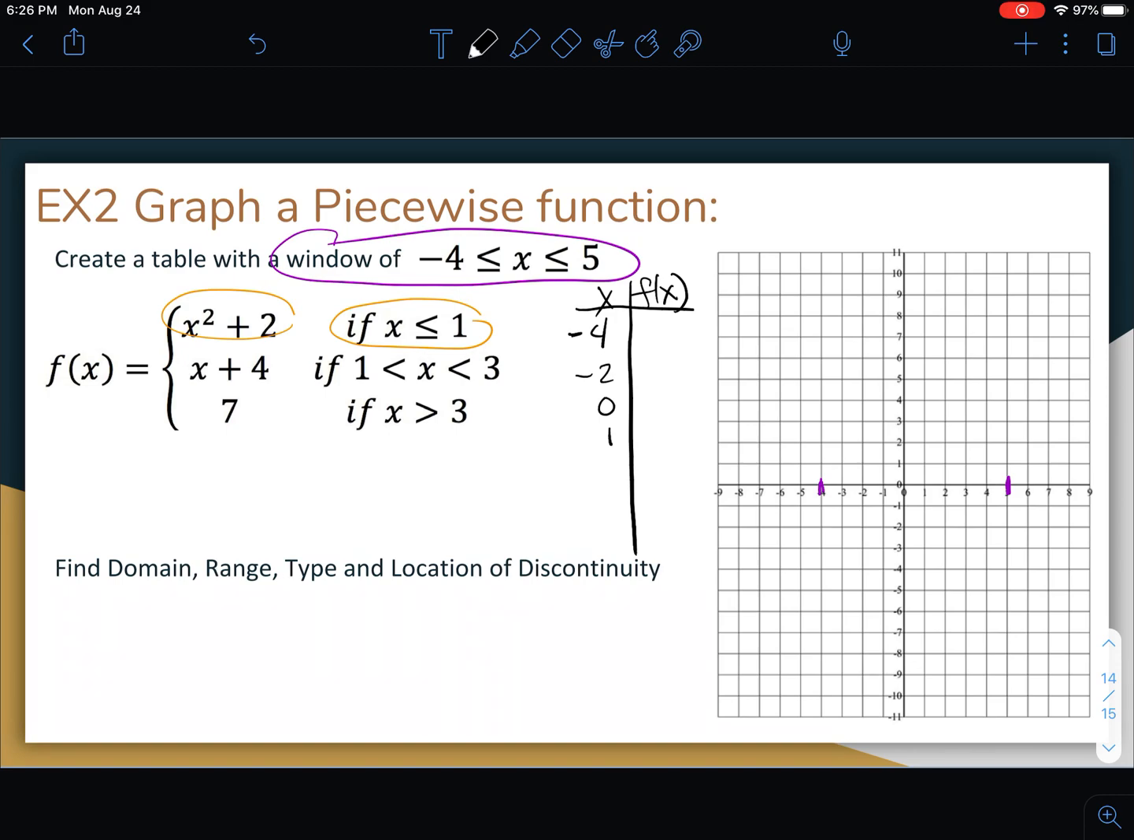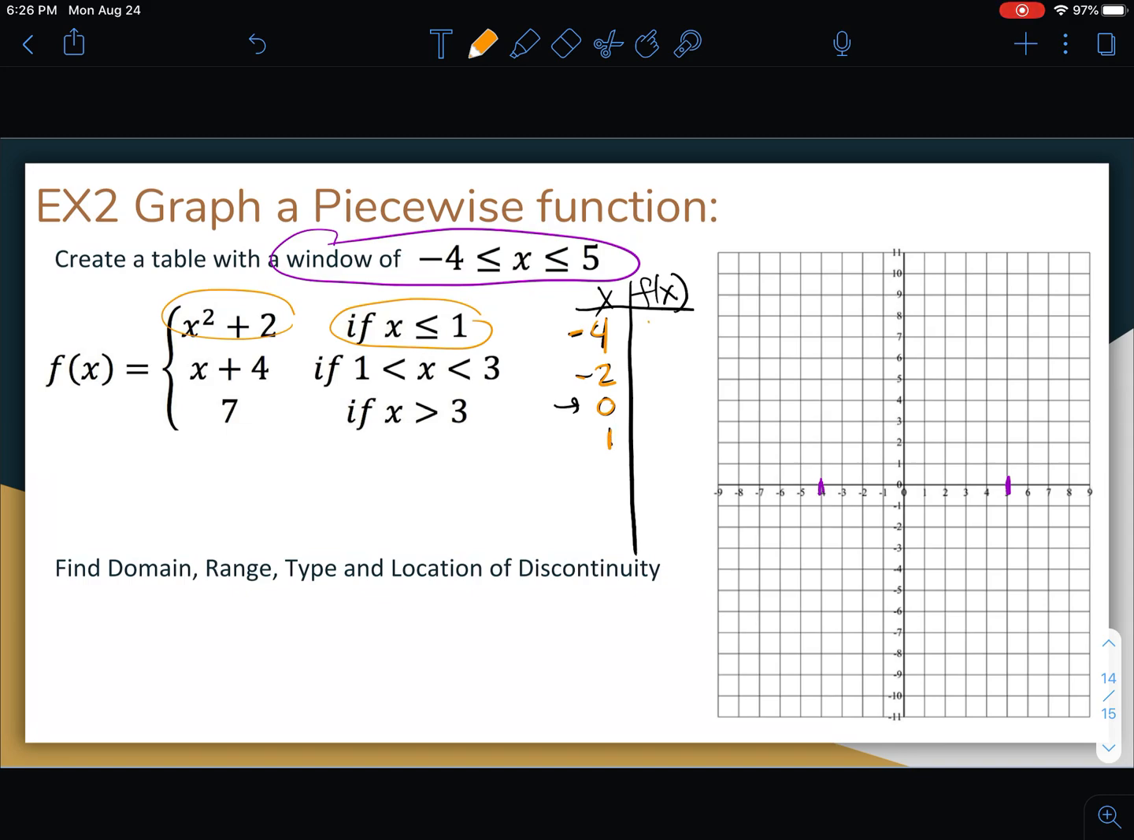Now, you should have at least, I would say, probably 3 points for each one of these pieces. When I'm looking at this parabola, I'm seeing that the vertex is at (0, 2), so I really wanted to have 0 in here. And then you can continue to use the symmetry. I didn't change my color to orange. Oopsies. Okay, so we have -4, -2, 0 and 1.